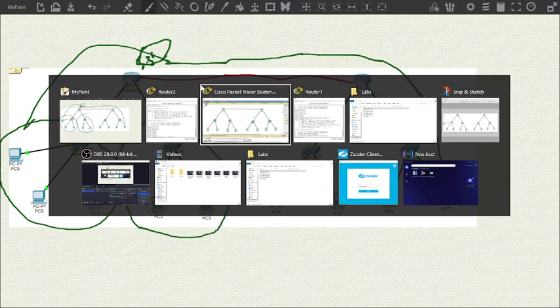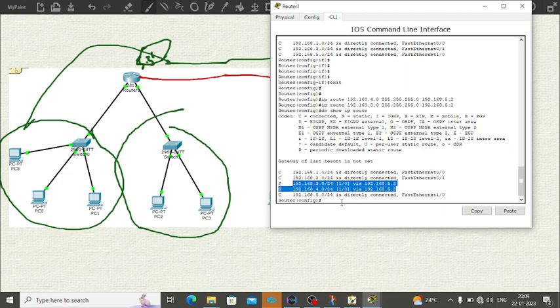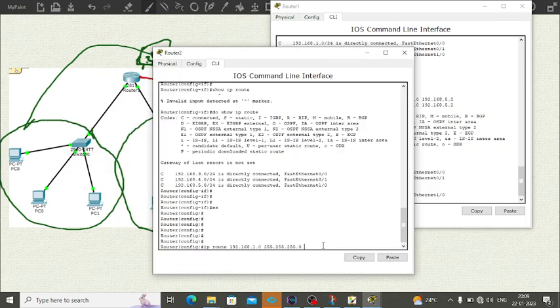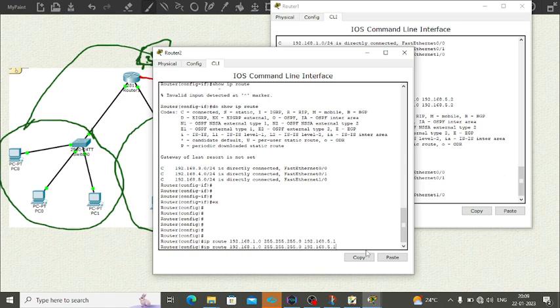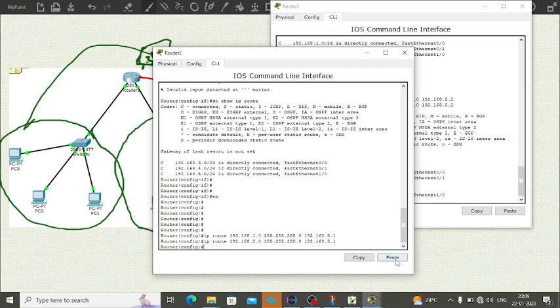Okay, reaching via 5.1. So that's the reason behind 192.168.5.1. Okay, enter. And then after that you want to connect with the two network also. So 2, enter. So now we want to do show IP route.